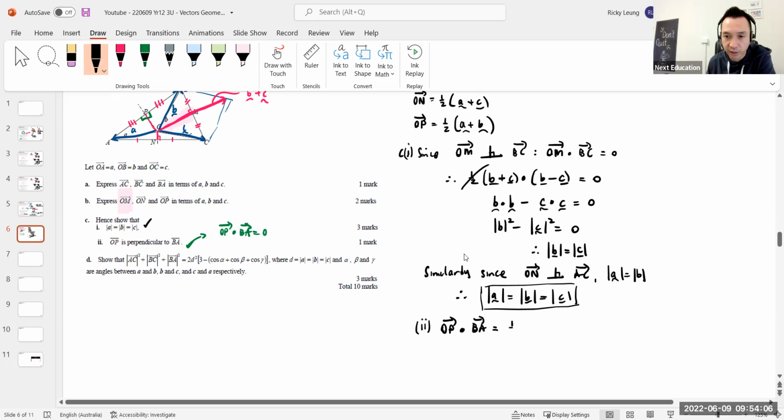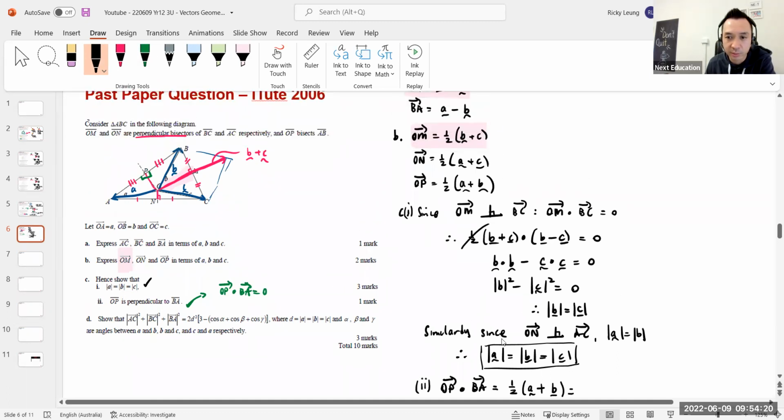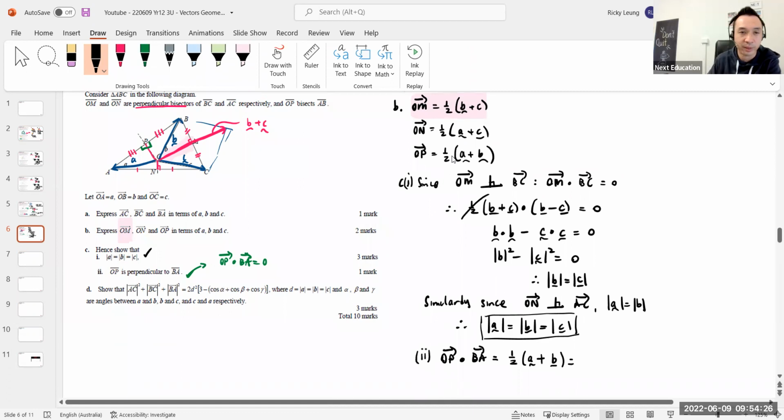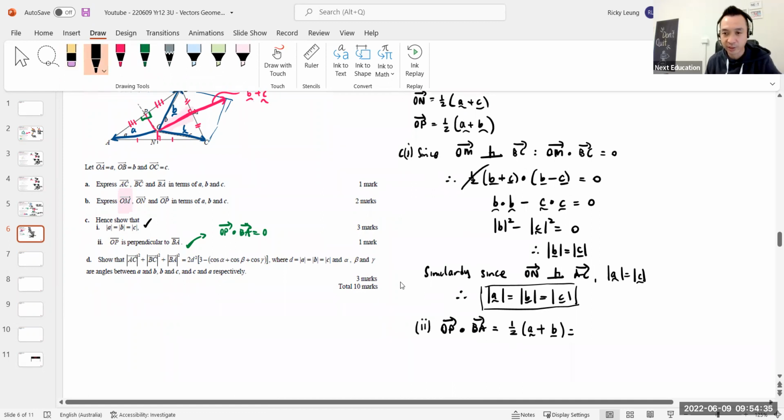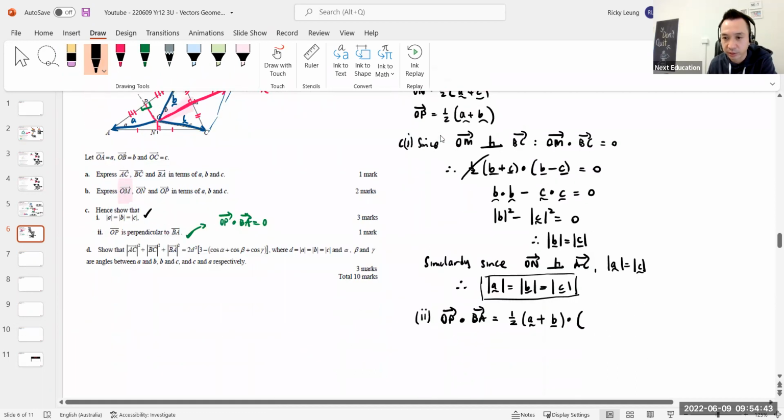OP was a half A plus B. I can see it up there now. Oh, wait a second. I proved for this similarly one. I used the wrong ones because ON is A and C. Okay, cool. Let me just quickly change it. Not that it changes any of the conclusions. All that changes is that it becomes a C. Okay, cool. So on this one down here, that dot product with BA, quickly scan. BA is A minus B. Good, good. Exactly what I want.